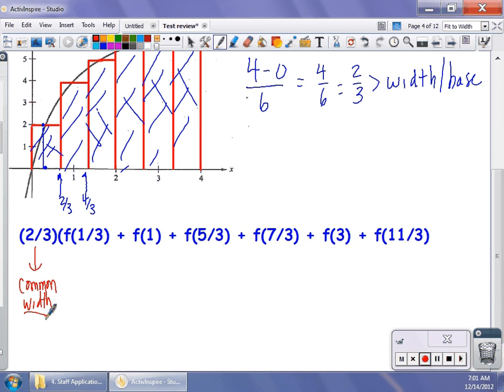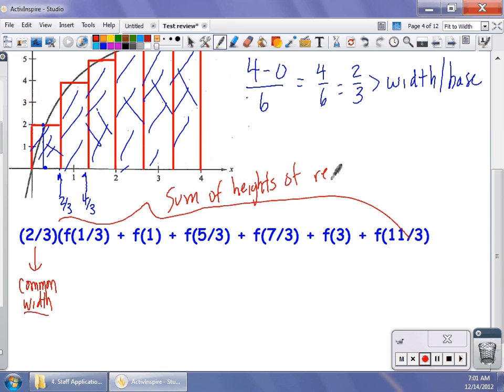So the first midpoint, and all of these, remember, are the sum of all of the heights of the rectangles. So the first midpoint occurs at a y value. That's what we're concerned about, a y value of f of 1/3, because the x value, the midpoint, is here at 1/3. So f of 1/3 would give me the height. Then I'm going to move 2/3 of a unit away from that. So I started at 1/3 plus 2/3 puts me at 1. So that's going to be my next midpoint. So I have f of 1.